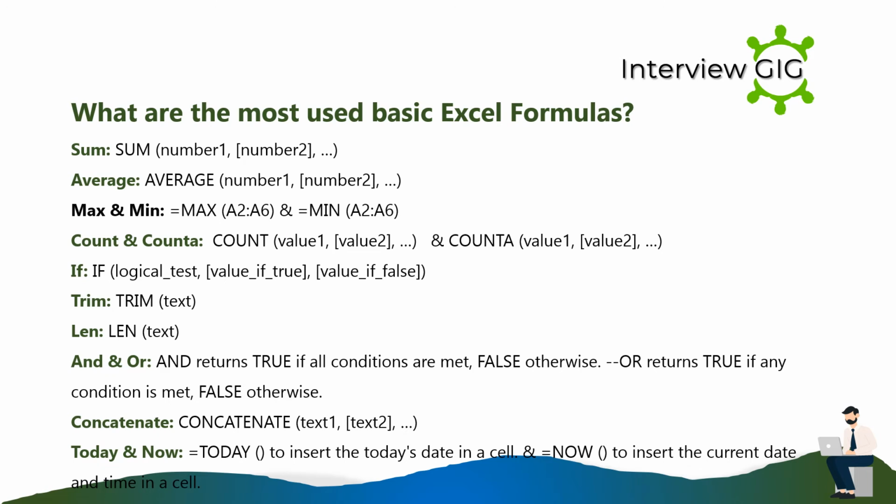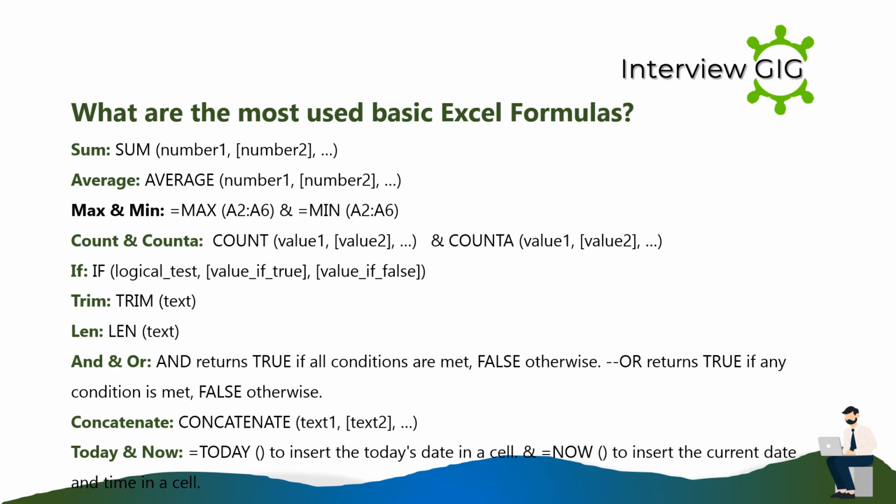What are the most used basic Excel formulas? SUM(number1, number2). AVERAGE(number1, number2). MAX and MIN: =MAX(A2:A6) and =MIN(A2:A6). COUNT and COUNTA: COUNT(value1, value2) and COUNTA(value1, value2). IF(logical_test, value_if_true, value_if_false).